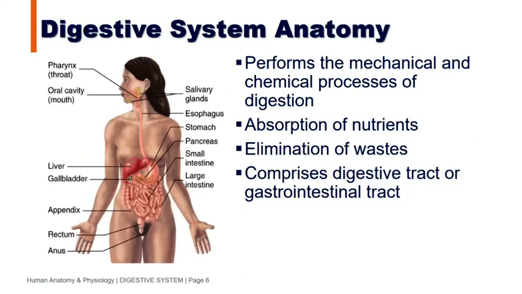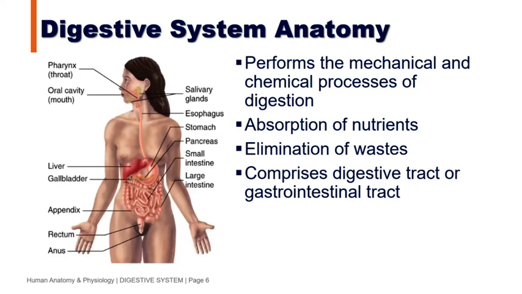Let's look back on what you learned in topic 1 about the digestive system. We said that it performs mechanical and chemical processes of digestion. It is for the absorption of nutrients, elimination of waste, and comprises the digestive tract or gastrointestinal tract.